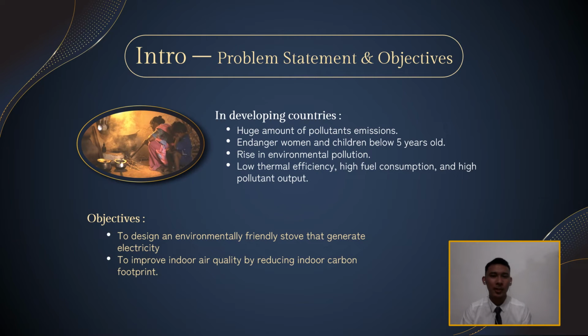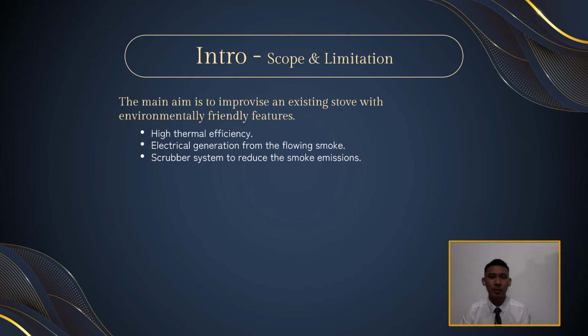Next, the objectives of the study are to design an environmentally friendly stove that generates electricity and to improve indoor air quality by reducing indoor carbon footprint. For scope and limitation, in this study, the main aim is to improvise an existing stove with environmental features such as high thermal efficiency, electrical generation from the flowing smoke, and scrubber system to reduce the smoke emission.